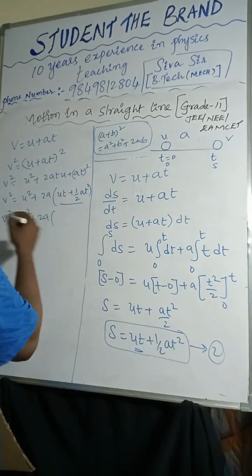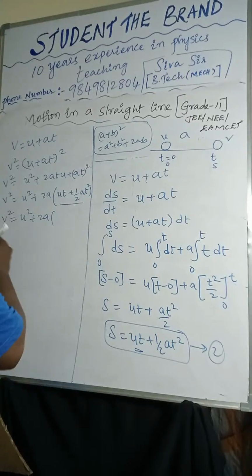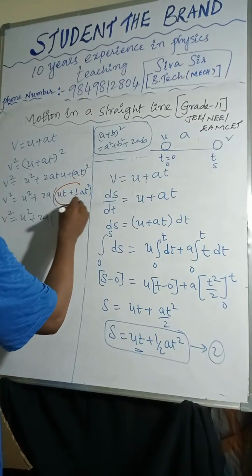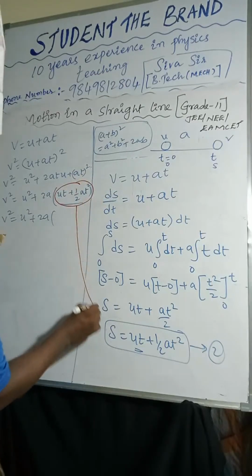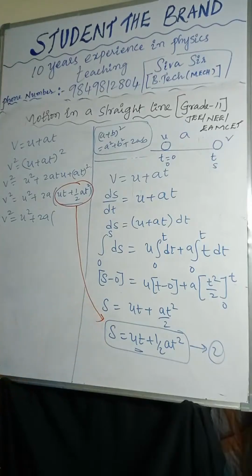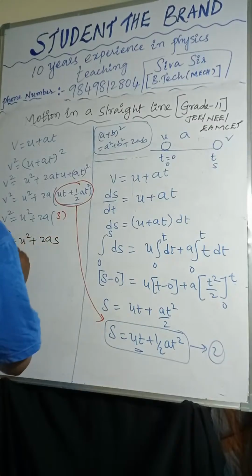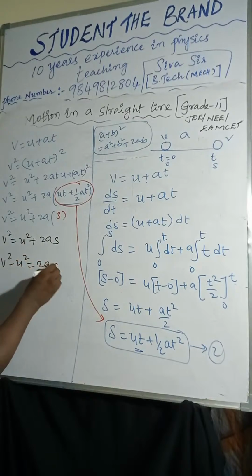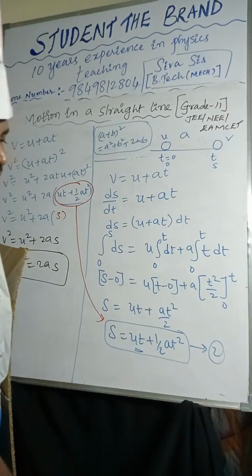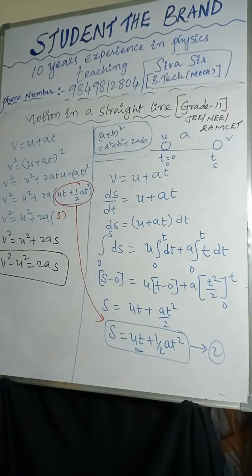Ut plus half at square is s. So the final formula is v square equal to u square plus 2as, that is v square minus u square equal to 2as. These are the three equations. I hope it is clear to you.